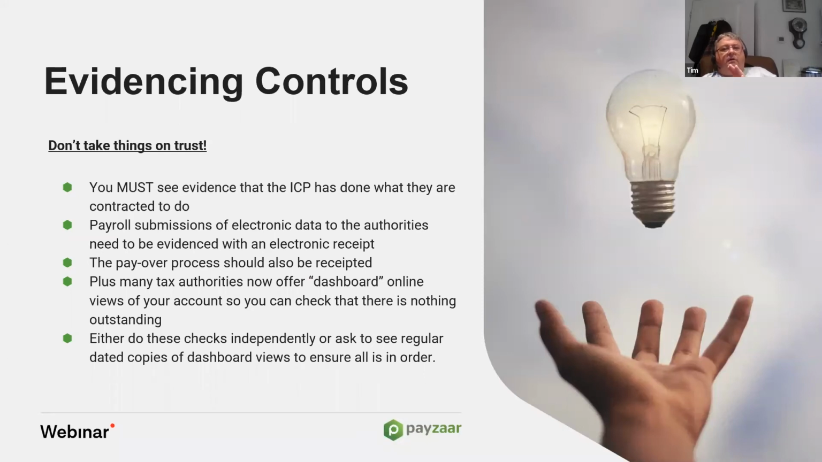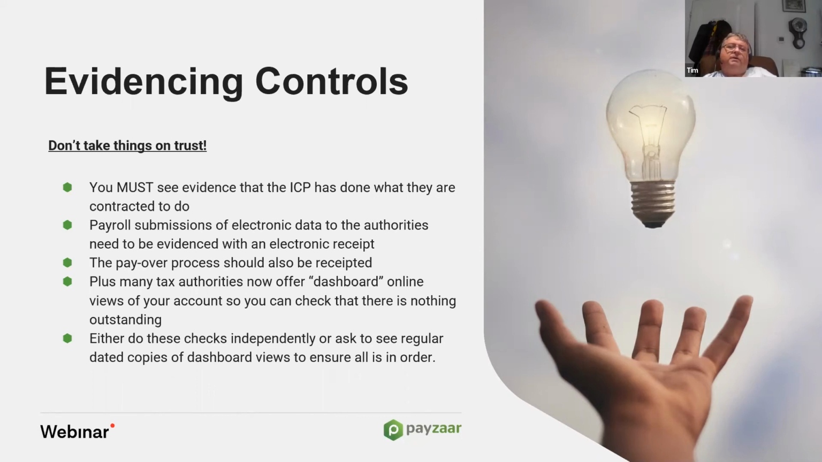And part of that effort really is evidencing all of these controls. So really don't take things on trust is my advice here. You need to see some evidence that the ICP has done what they are contracted to do in that statement of work. And these days, the evidence should be electronic.